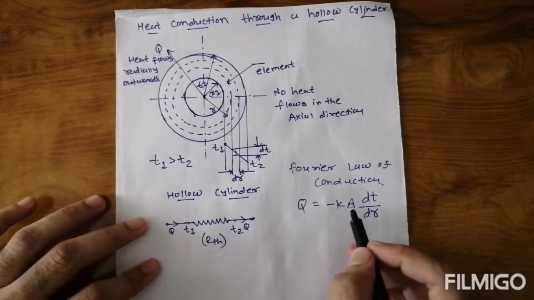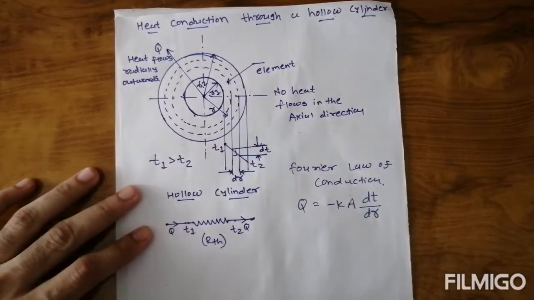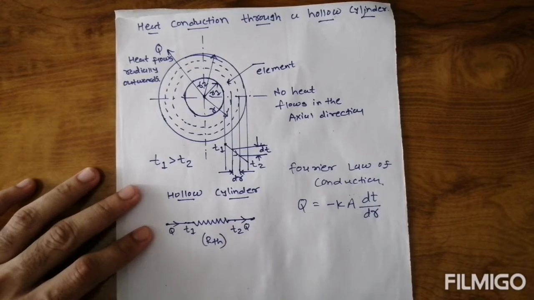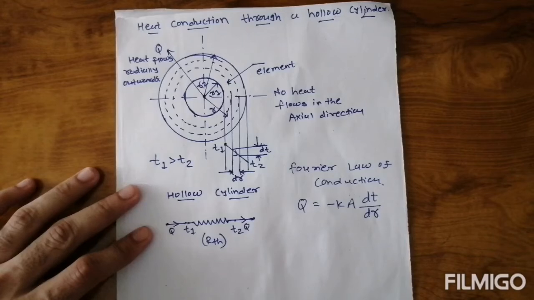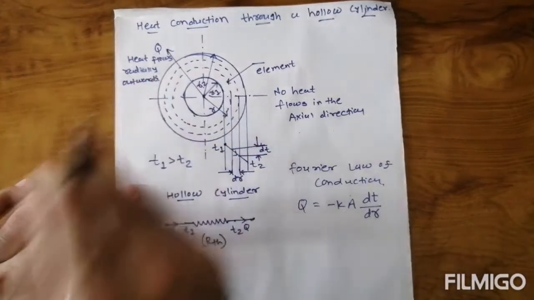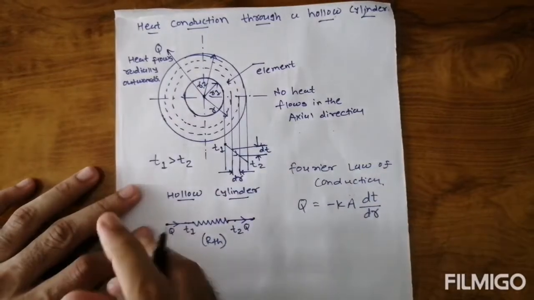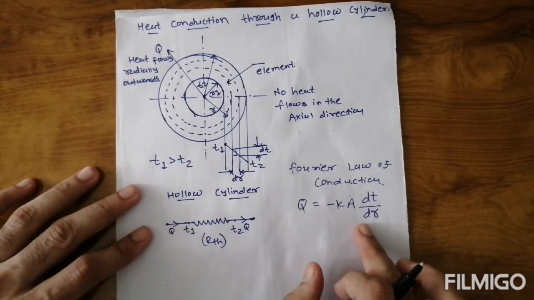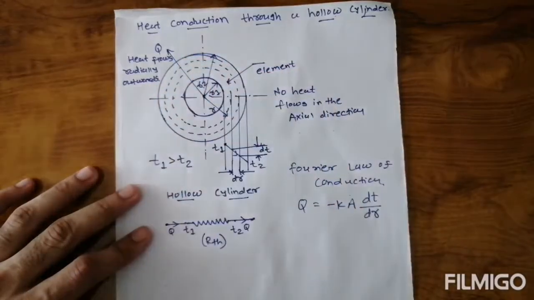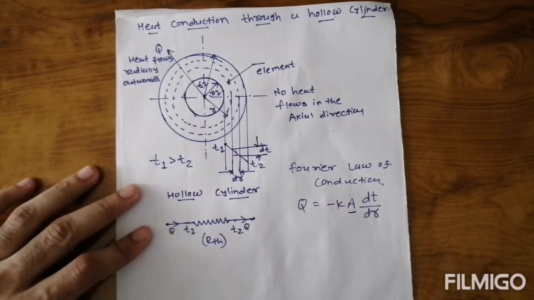Now, first of all, what is Q? Q means the rate of heat flow in the direction of heat flow, normally per unit time, so the unit is joule per second. K means the thermal conductivity of the hollow cylinder material. A means the area of the hollow cylinder. Delta T means the temperature difference between inside and outside, higher side to lower side, and dr means the thickness of that hollow cylinder.